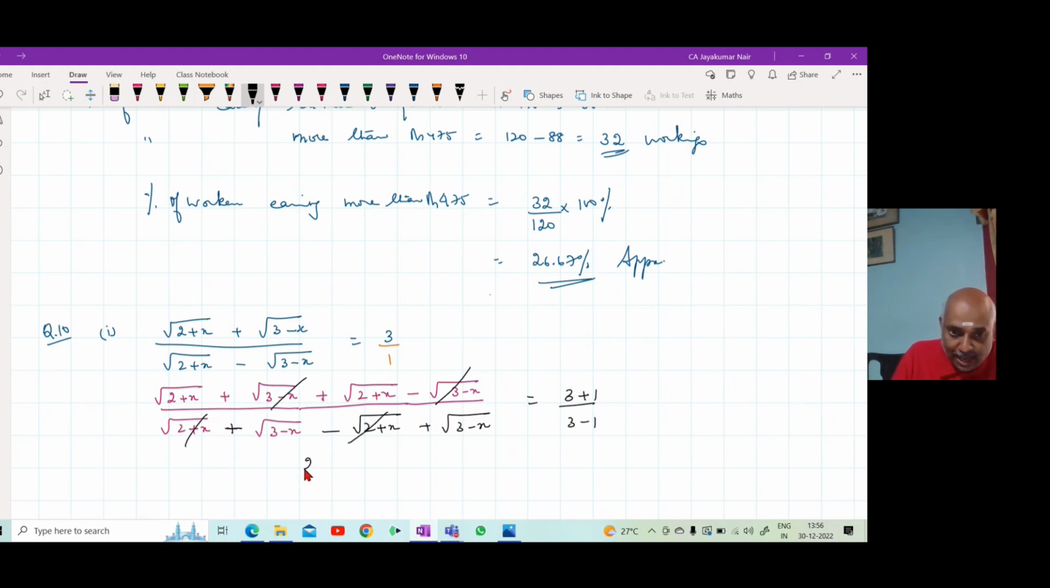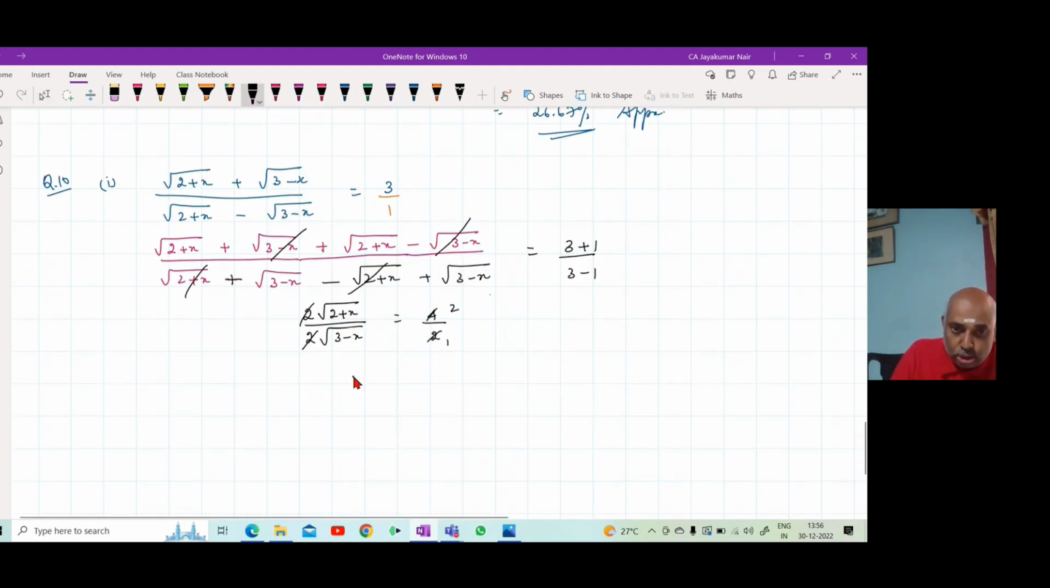So what do we have? We have 2 root of 2 plus x over 2 root of 3 minus x is equal to 4 over 2. The 2 ones are 2 and 2 twos are 2, so this 2 and this 2 get cancelled. So what do we have? 2 plus x over 3 minus x is equal to 2 squared. Why 2 squared? The root, when I take it to the other side, it'll become square.